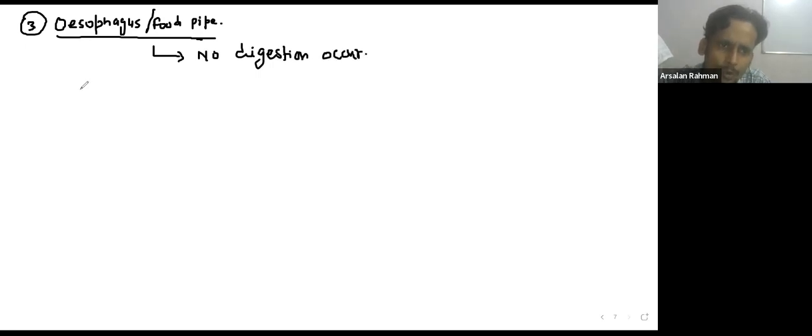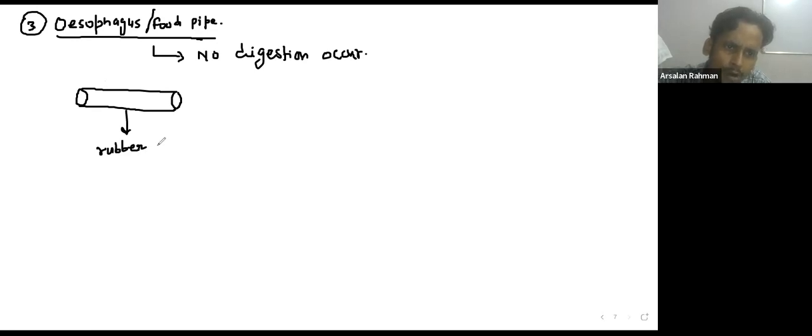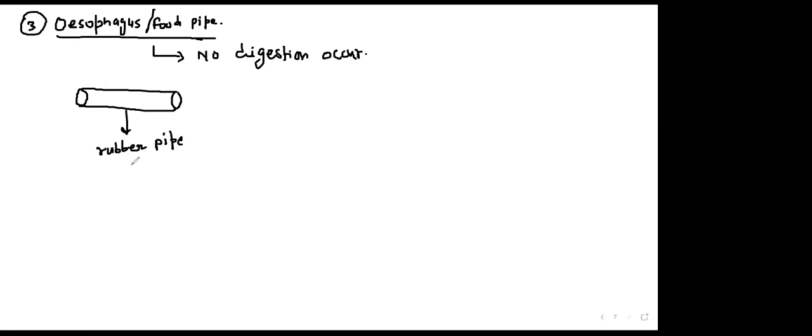Okay. Suppose this is a pipe. This is a rubber pipe. Which type of pipe, beta? A rubber pipe, made of rubber. Is rubber stretchable or not? Yes, it is stretchable.